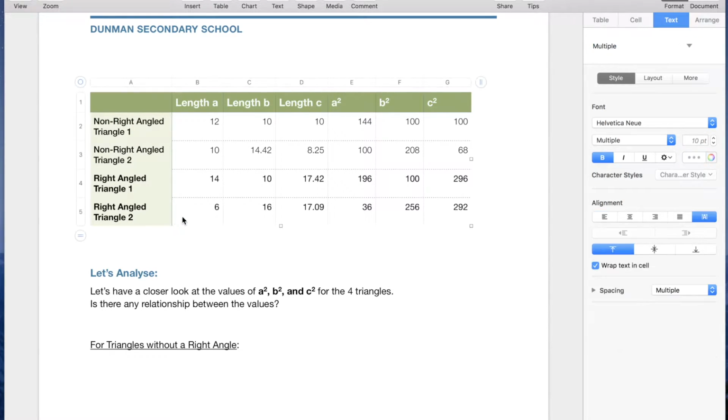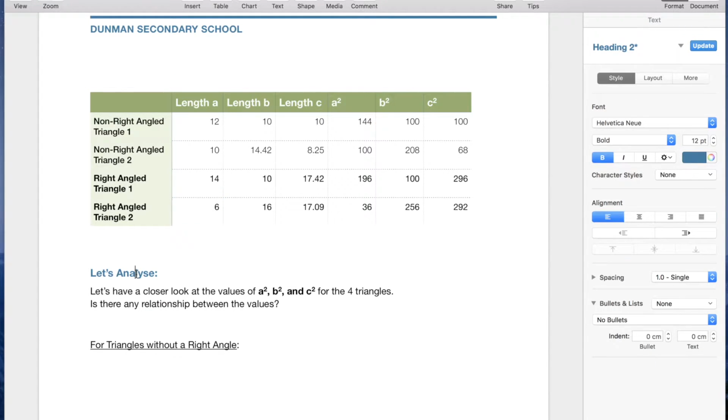Okay, so now after we have all this data, let's go to the next step and analyze. Let's analyze this data. Let's have a closer look at the values of a square, b square, and c square for these 4 triangles. Is there any relationship between the values?